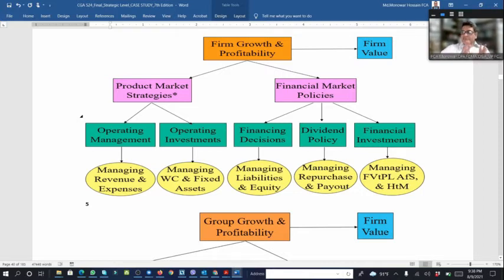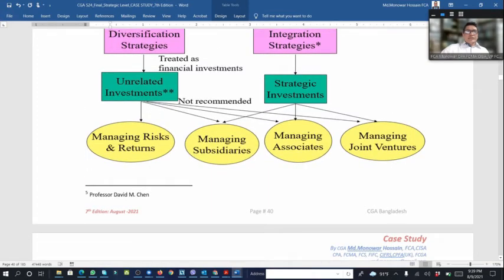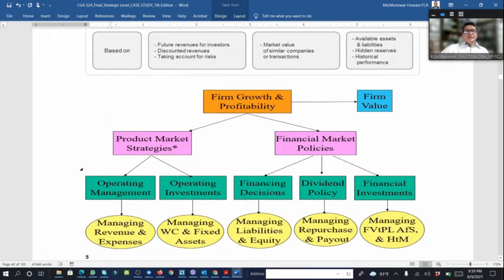So working capital is based on inventory. If we purchase huge inventory and keep it, then you require more working capital. It has a huge cost. So working capital management and fixed asset management are also part of operating investment activities. And based on accumulating operating management and operating investment comes product market strategy. And for product market strategy, if you see the star, the structure is taken from Professor David M. Chain's work.